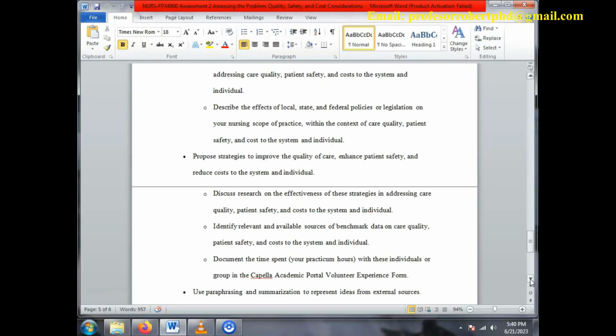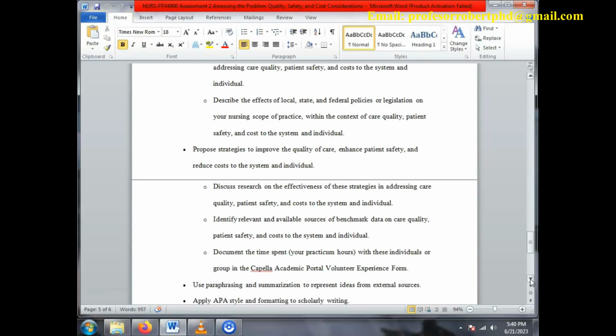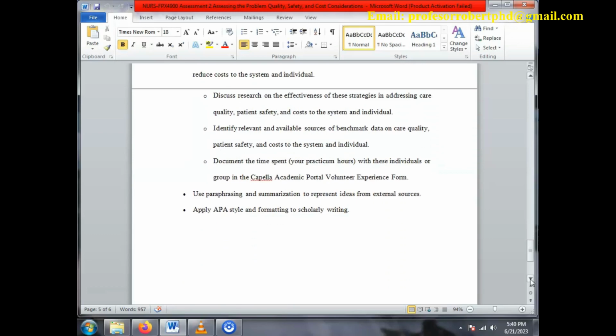Propose strategies to improve the quality of care, enhance patient safety, and reduce costs to the system and individual. Discuss research on the effectiveness of these strategies in addressing care quality, patient safety, and costs to the system and individual. Identify relevant and available sources of benchmark data on care quality, patient safety, and costs to the system and individual. Document the time spent, your practicum hours, with these individuals or group in the Capella Academic Portal Volunteer Experience Form. Use paraphrasing and summarization to represent ideas from external sources. Apply APA style and formatting to scholarly writing.